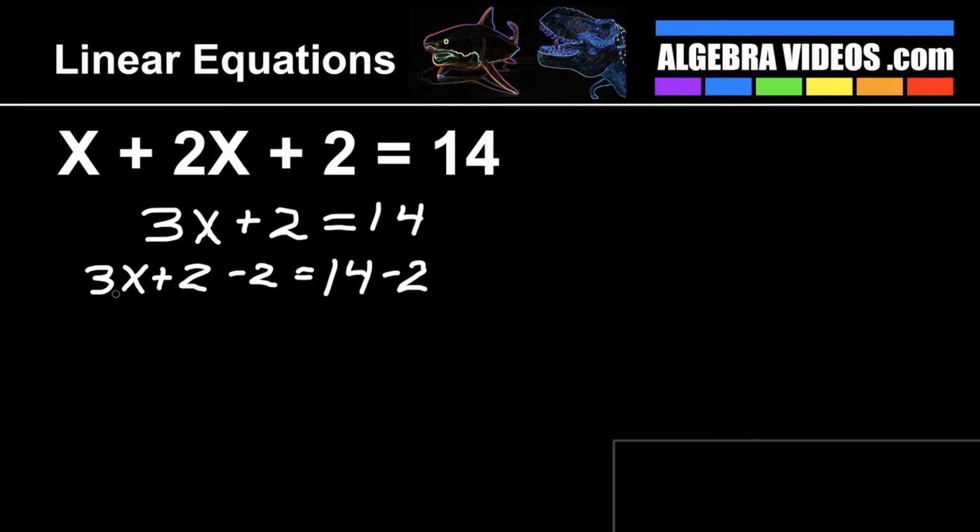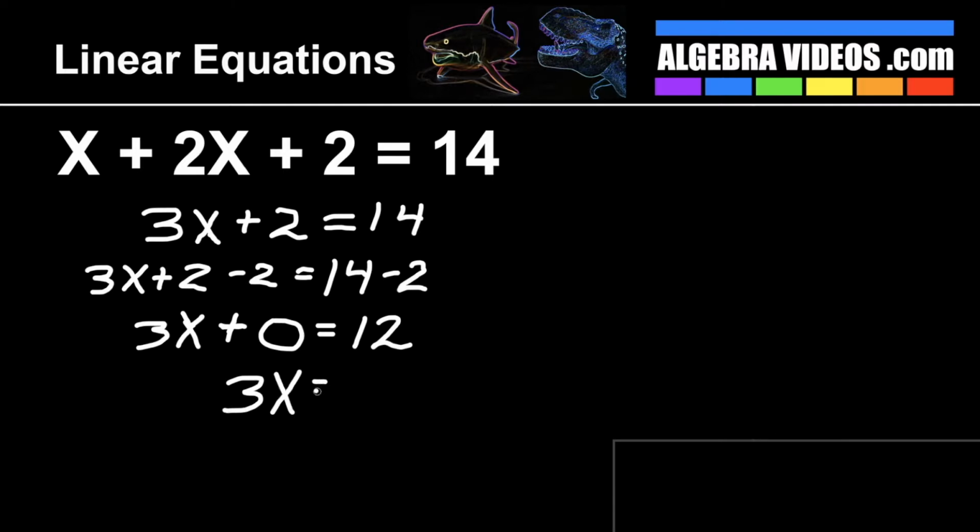So now 3x plus 2 minus 2, well, plus 2 and minus 2 is the same as 0, right? So that simplifies to 3x plus 0. 3x plus 0 equals 14 minus 2, which is 12. So now I'm just going to get rid of the 0. We don't really need that there. So now we know that 3x equals 12.